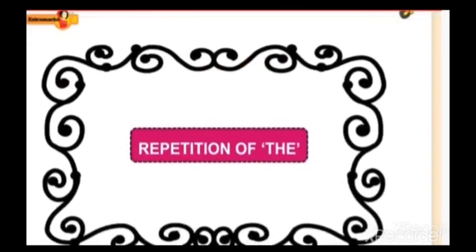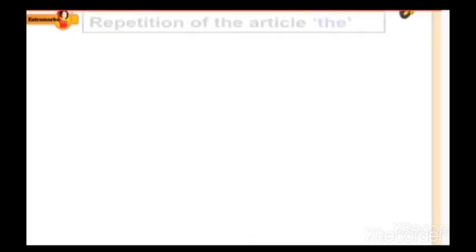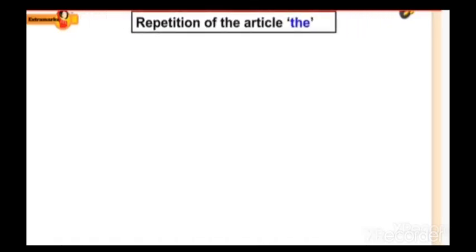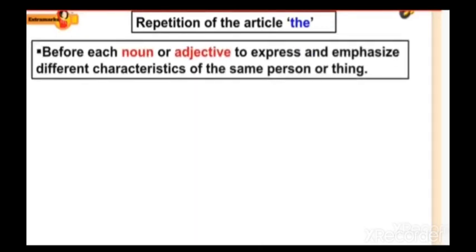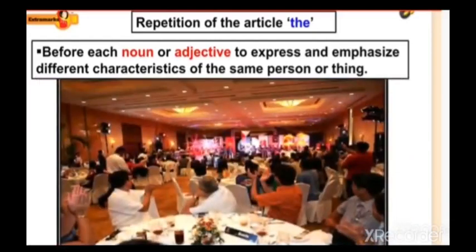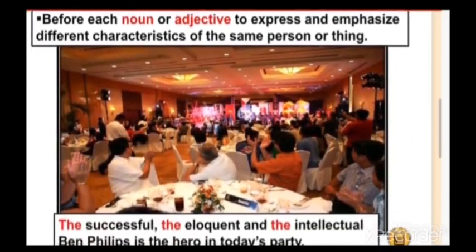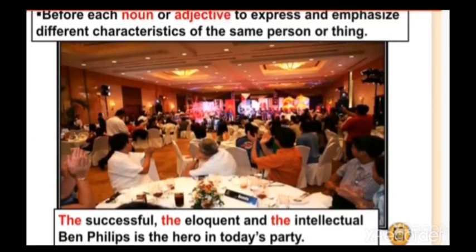Repetition of the. In certain cases, the is repeated in a sentence. We will discuss those instances in the coming slides. Repetition of the article the. The is used before each noun or adjective to express or emphasize different characteristics of the same person or thing. Study the following sentence. The successful, the eloquent, and the intellectual Ben Phillips is the hero in today's party.